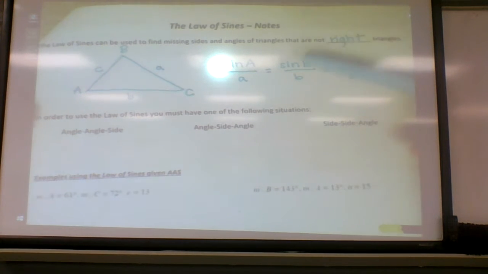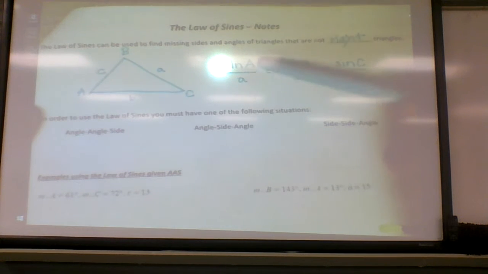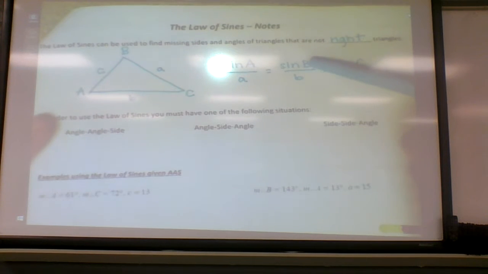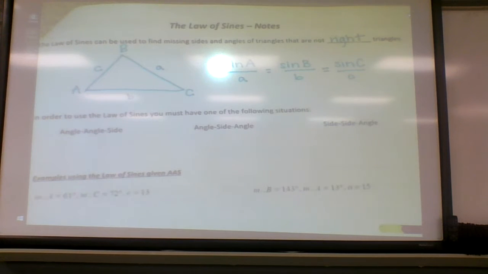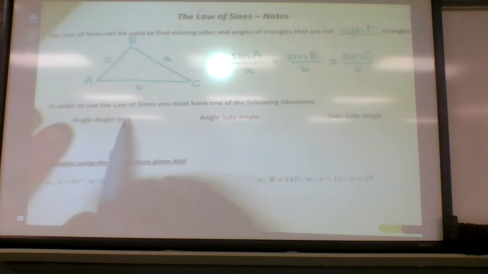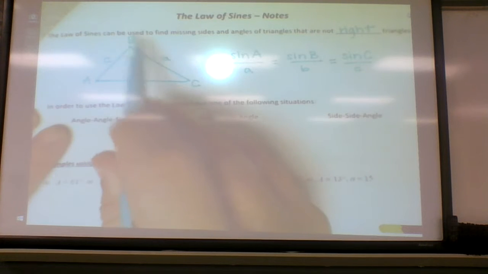So in order to use the law of sines, you have to have a side and its angle, right? A side and its angle, and you have to have either another angle or another side. So here are the conditions. Do you remember when we talked about triangle congruency and you had angle, side, angle, and all that fun stuff? So here are the conditions that you have to have in order to use the law of sines. You have to have angle, angle, side. So in this example, angle, angle, side would be angle A, angle B, side A.